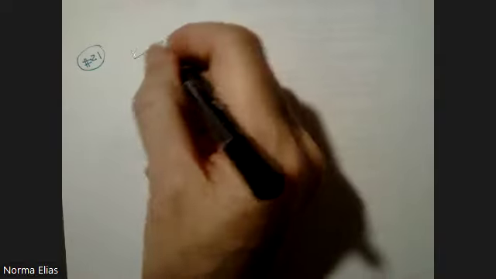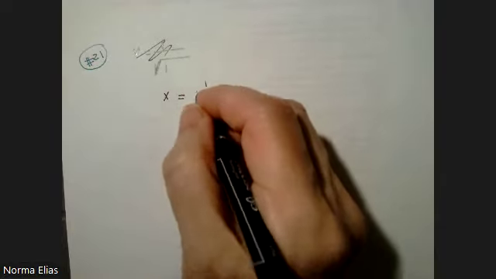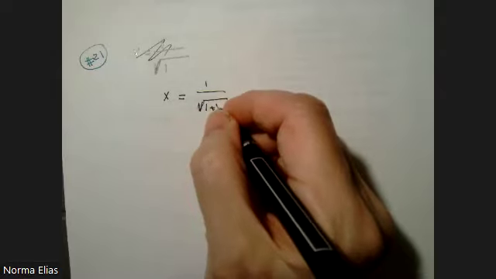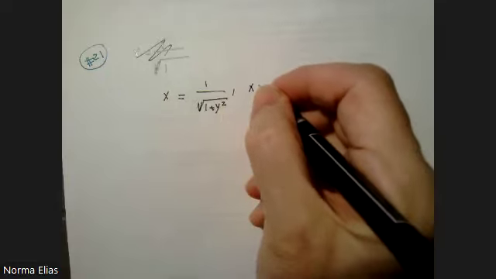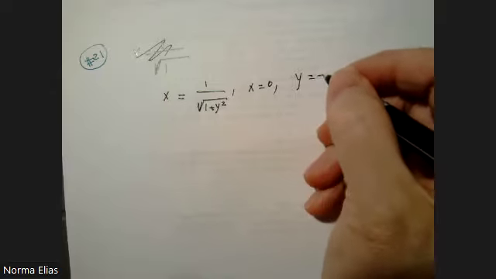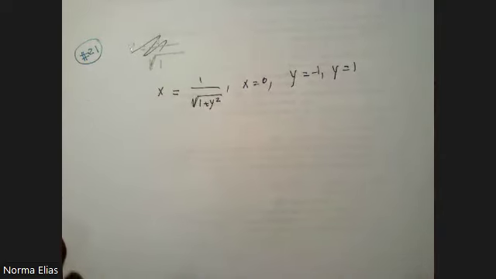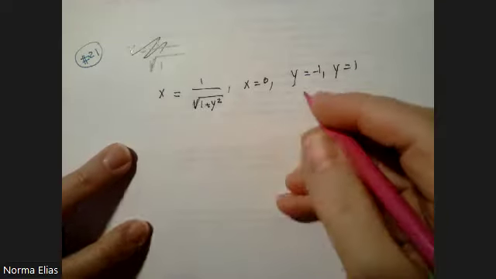Okay, so we have x equal 1 over the square root of 1 plus y squared. So they are definitely giving us x as a function of y. X equal to 0, y equal minus 1, y equal to 1. That's the region. And they definitely drew the region for us, so that's the region.